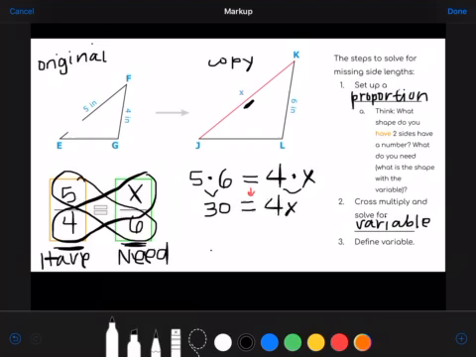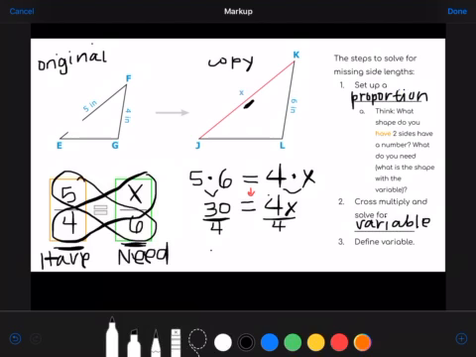And now to solve for X, I need to think 30 is equal to 4 times a number. So to figure out what that number is, I need to do the opposite of multiplication, which is the inverse operation. So the inverse operation of multiplication is division. So I'm going to divide by 4 on both sides.